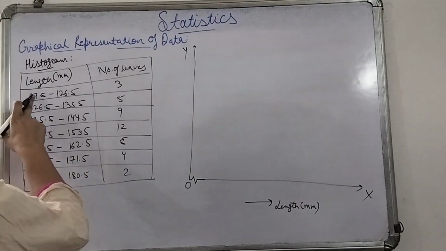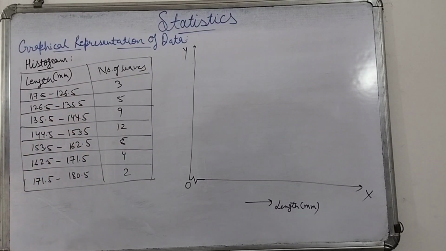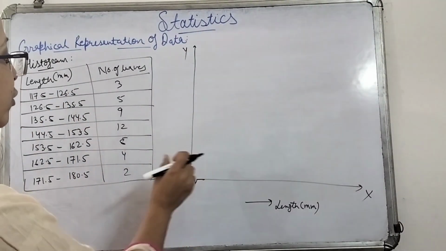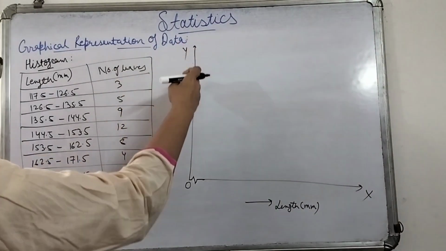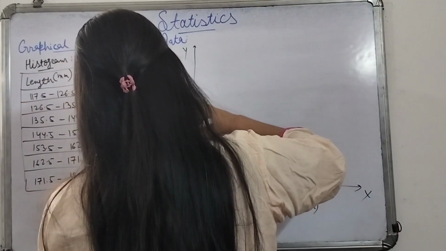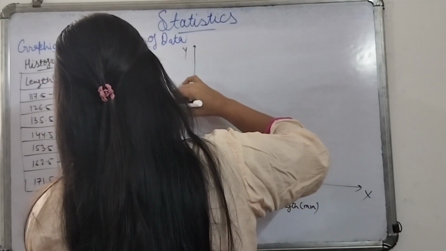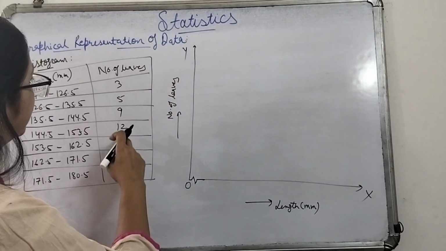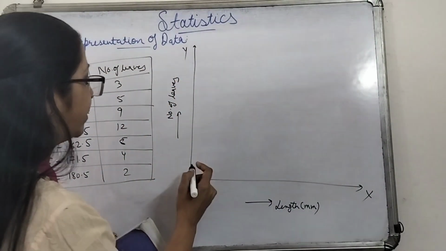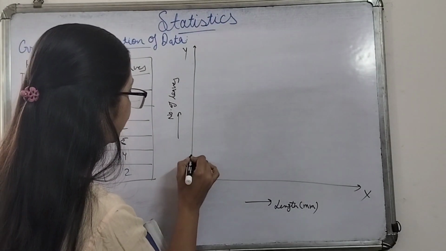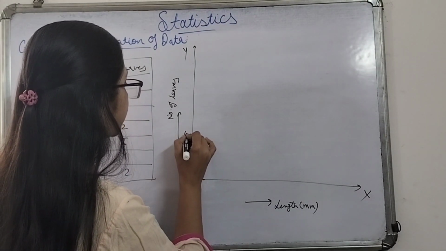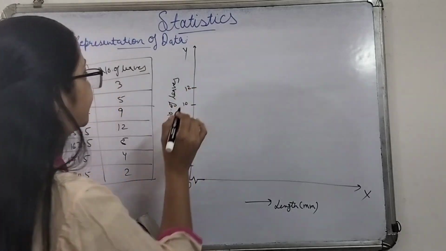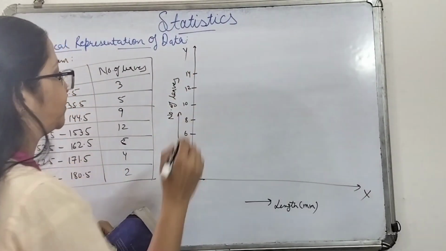So it is 117.5 to 126.5. This class size will be represented by the width of the rectangular bar. And over here, number of leaves will be coming on the y-axis. We will be representing the number of leaves. The maximum number of leaves is going till 12. So we will be taking from 0 to 2, then 4, then 6, then 8, then 10, and then 12. Up to 14 we are taking.